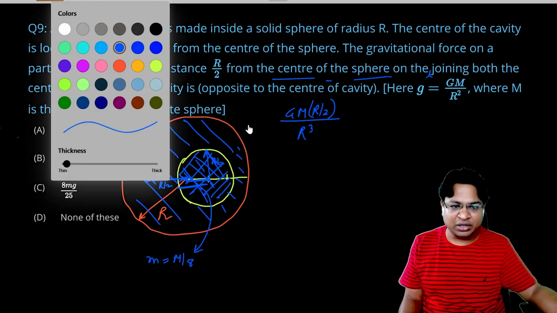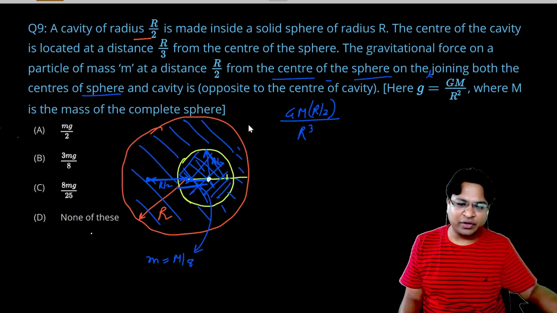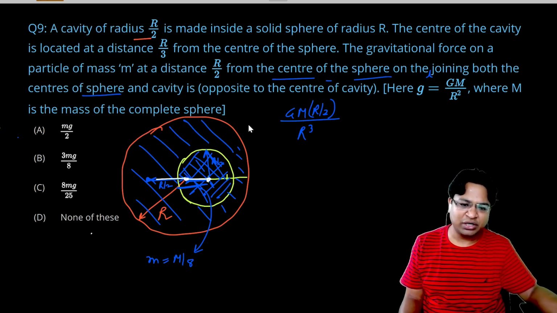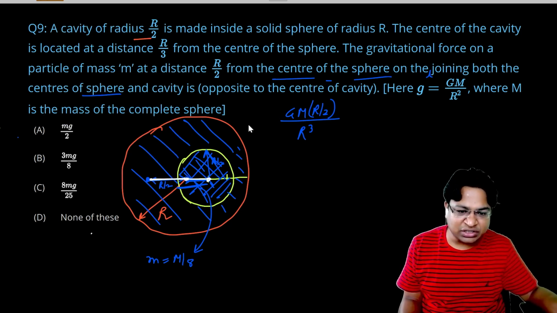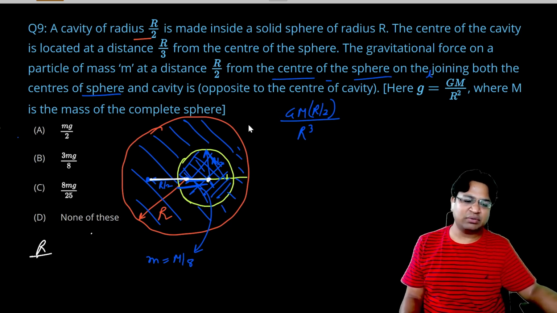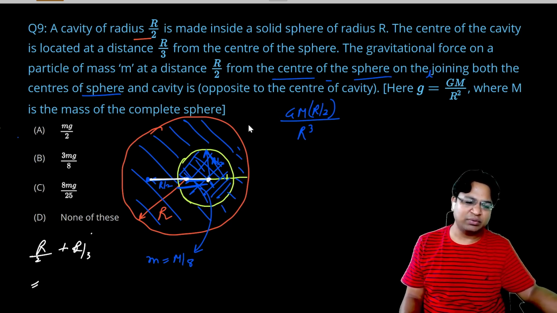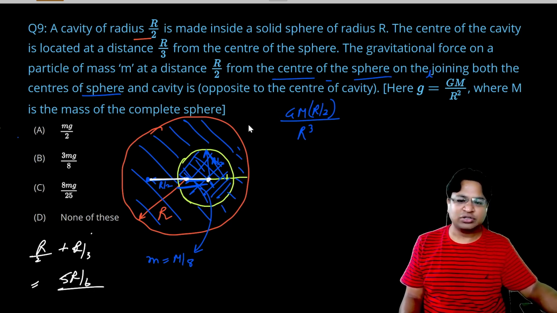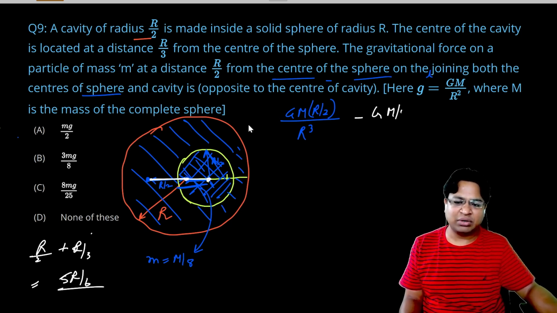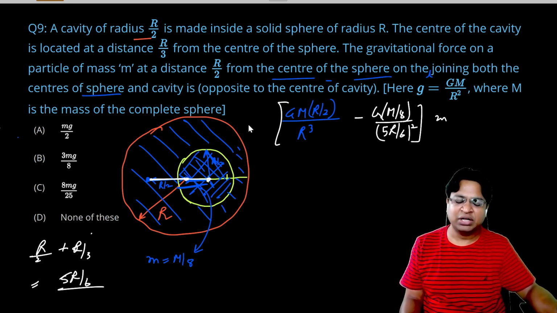The distance between the two centers, I'll mark it in white color. From here to here the distance was r by 3, and from here to here the distance is r by 2. We need the distance from the center of the cavity, so that distance will become r by 2 plus r by 3, so it will become 5r by 6. So we write minus G into mass of the cavity divided by (5r by 6) square, and this entire thing multiplied by small m will give us the answer.